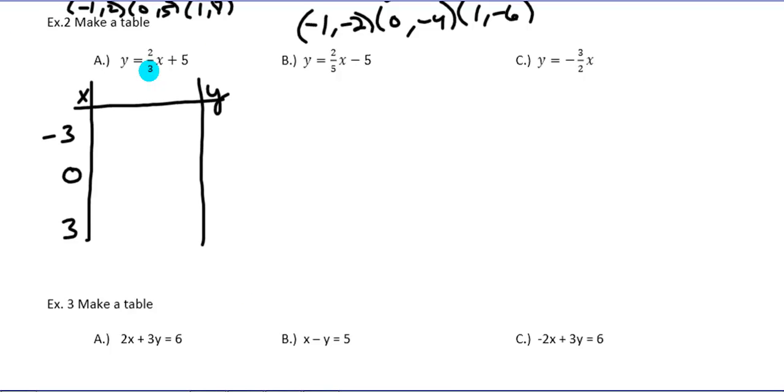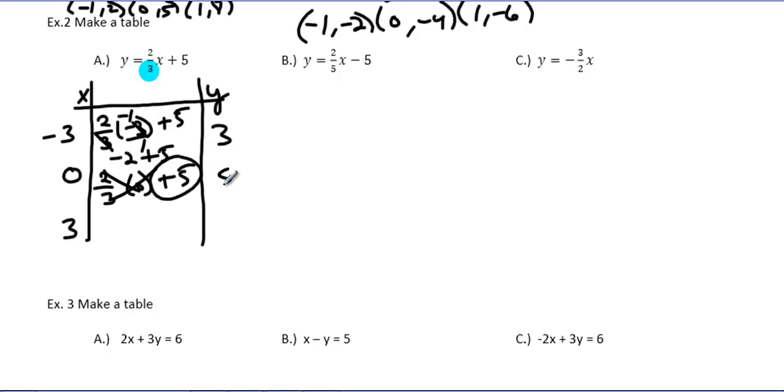The reason this works so nicely is what happens when I plug negative 3 in: I end up with a 3 on top and a 3 on the bottom. And when I multiply fractions, I can cross cancel there, and that becomes negative 2 plus 5, which is 3. So I don't have to deal with the fractions if I choose my numbers correctly. 0 always works, because 0 is always going to wipe out this piece anyways, and I'm left with 5. And then the last one, again, we put a 3 in there.